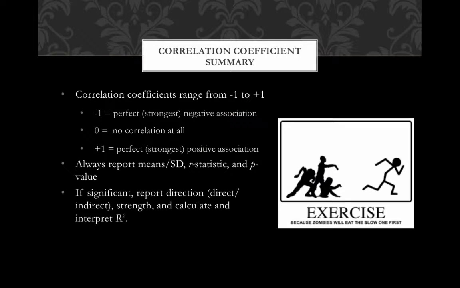So just to summarize correlation coefficient, again, we know our correlation coefficients, little r, range from -1 to +1. We always report our mean and standard deviations, our test statistic, degrees of freedom, and p-value, and if there's a significant relationship, report the direction, the strength of the relationship, and calculate and interpret r squared. So now we know, the more you exercise, the more likely you're not going to encounter more zombies compared to somebody who doesn't exercise as much, probably won't be able to get away from them.